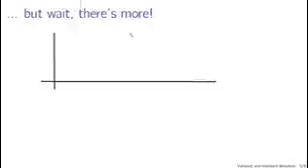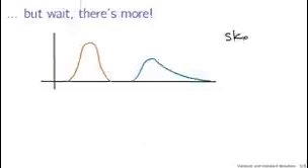I mentioned the distributions that we were talking about earlier on the first slide here. The distributions that look like this versus distributions that look like this. This is a question of symmetry, and the mathematical name for this is skew, or skewness.